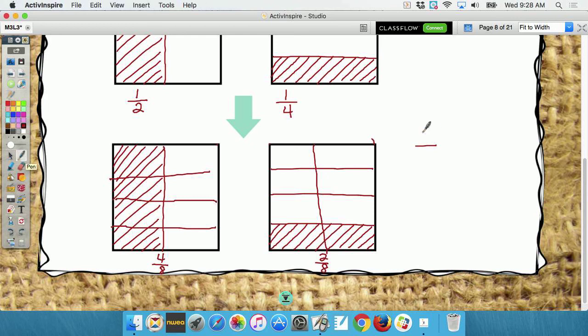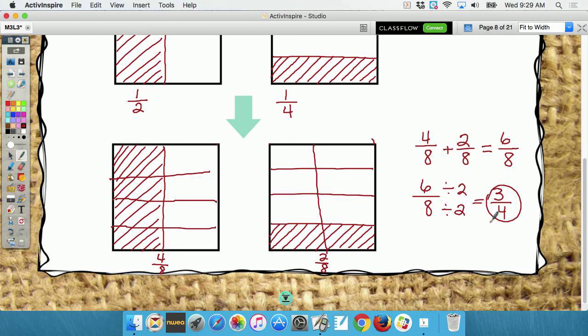I'm not sure you wrote all this, Blair. 4/8 plus 2/8 equals what? 6/8. Now that's not simplified because I know they're both divisible by 2. They're both even numbers. So I'm going to rewrite it so I can simplify it. So divided by 2, you guys write this, divided by 2. And what's my total? 3/4. We already did 6/8. So that's how it looks.